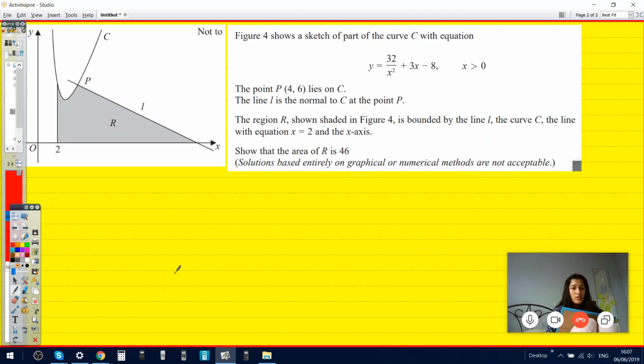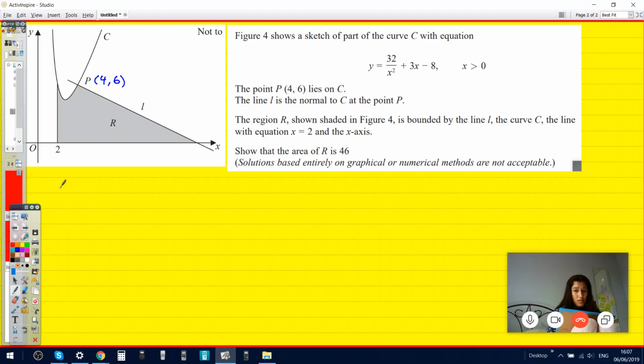That's the curve. So we need to work out the equation of L. So L intersects C, sorry. P, wait, what's P? Yeah, P is the intersection of... Okay. I don't know where to start.